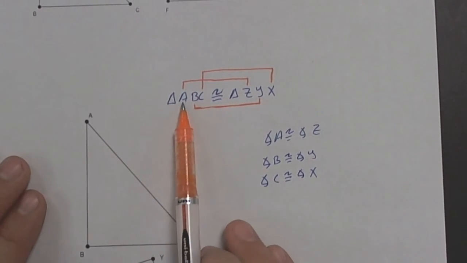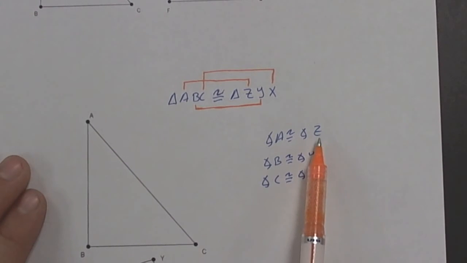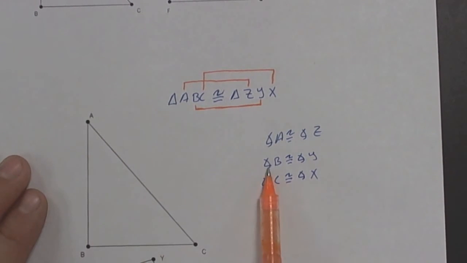So easily I can see A and Z go together. Angle A is congruent to angle Z. Angle B and angle Y, angle C and angle X.